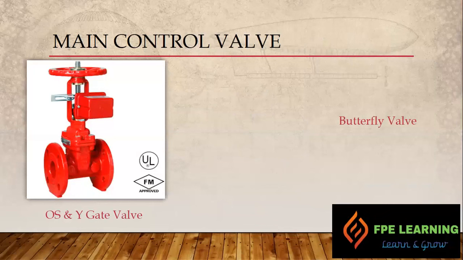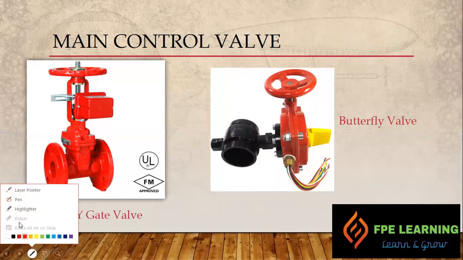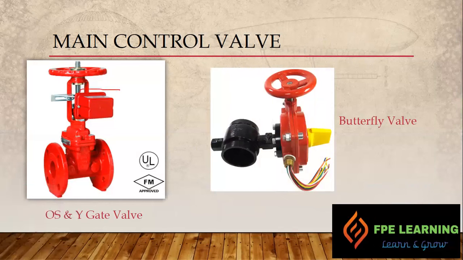Then we have a main control valve, right? We have the gate valve and we have the butterfly valve, right? It must be supervised. The gate valve is supervised by a tamper switch, right? A tamper switch is normally a rod which is put inside the stem. This is the stem, right?